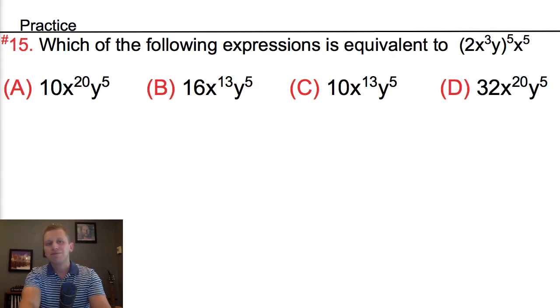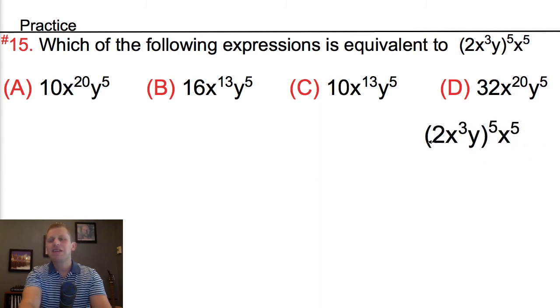Last question. See if you can figure out which of the following expressions is equivalent to this. Well, here there's a few pieces going on. There's a product of x to the fifth, and then there's this piece here to the fifth. Let's first take care of this piece here to the fifth, and then take the product with x to the fifth. So everyone's going to get the 5.